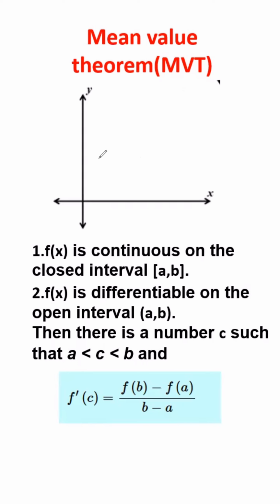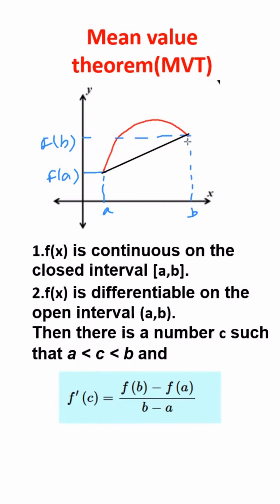Then, let's consider a function like this. Let this point be a and this point be b. The y values correspond to f of a and f of b. The function is continuous and differentiable at all points. So the average rate of change of the function from this point to this point is f of b minus f of a divided by b minus a.